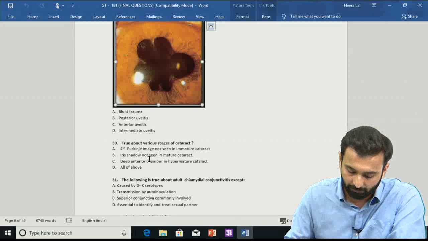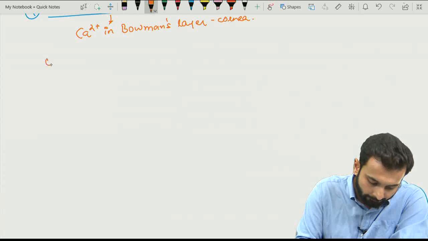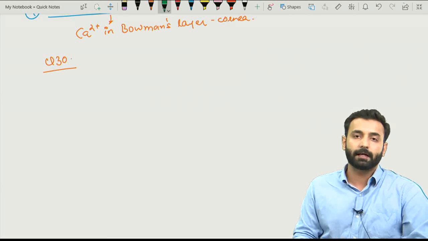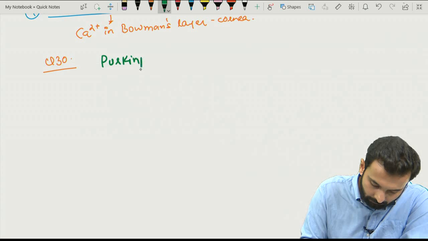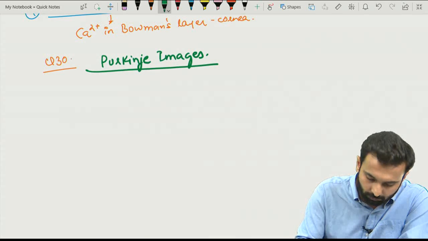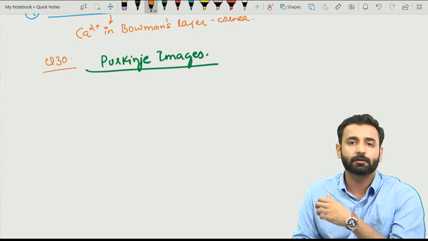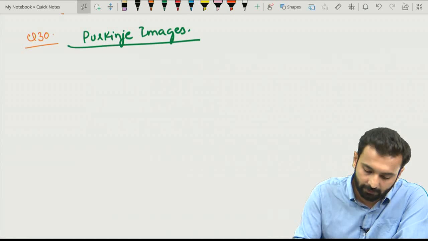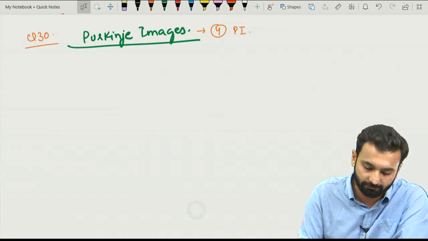So let's discuss one by one. Question number 30. So option A, they are talking about Purkinje images, right? What are Purkinje images? So when you throw a beam of light in the eye, there is refraction of light taking place at various interfaces, and you will see Purkinje images. So there are a total of 4 Purkinje images at different refracting surfaces.